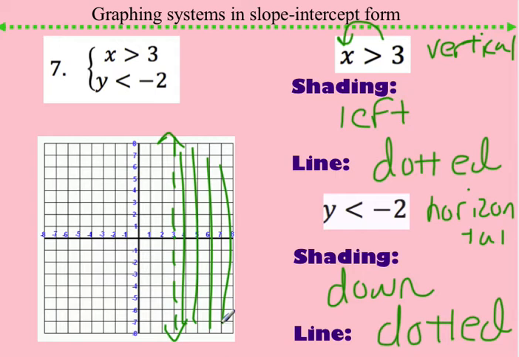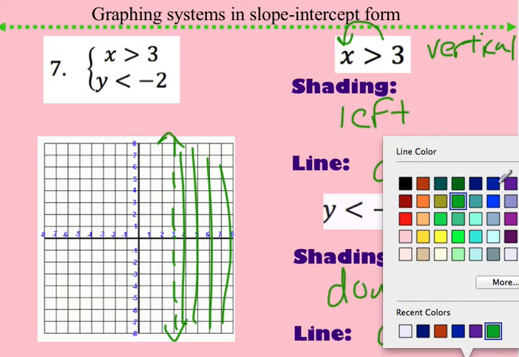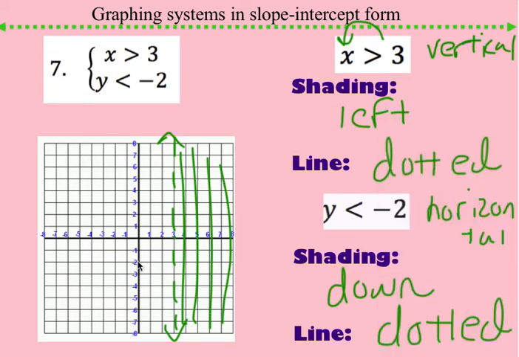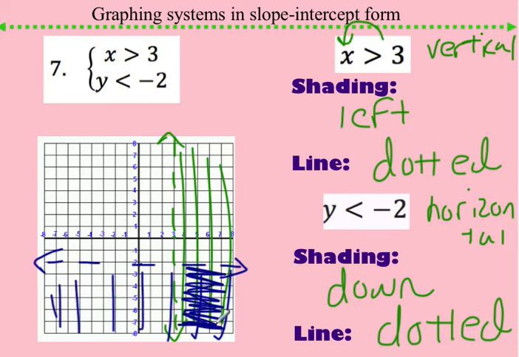Now I want to find -2 on the y-axis. So I'm going to find -2 on the y-axis, which is right here. And then I'm going to have a horizontal line through that one. Now for that one, I'm shading down. And so I notice that the two cross in this region right here, so I'm going to go ahead and make that one darker.